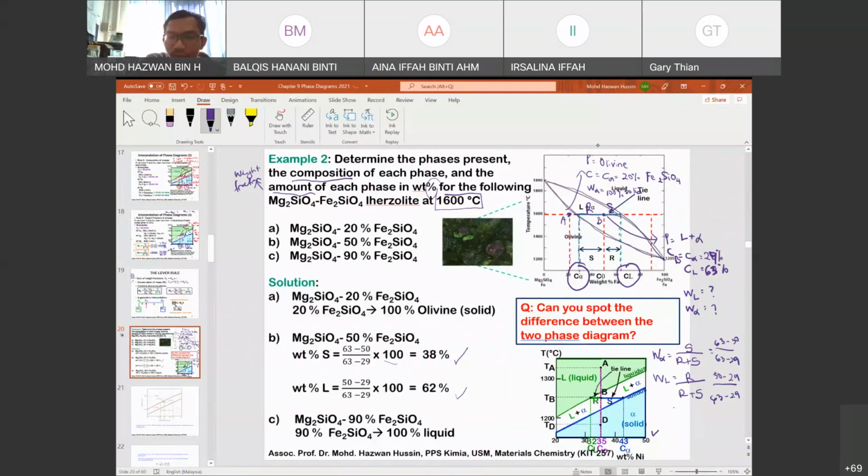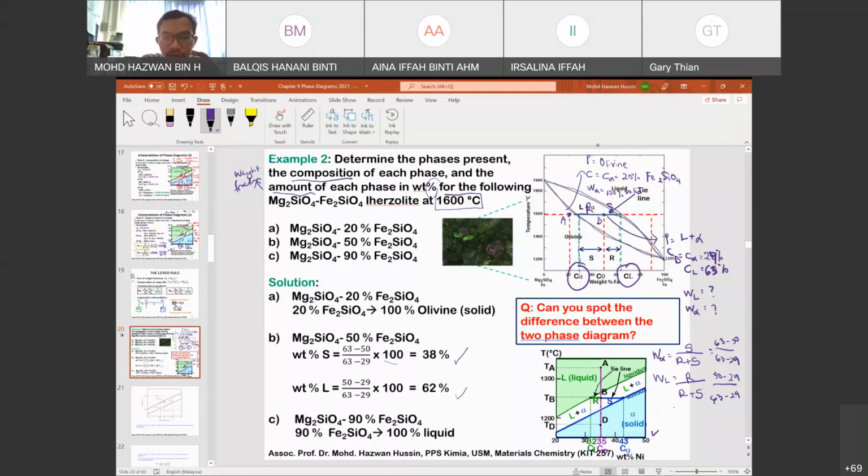Then, if you want to calculate the weight fraction using the lever rules, it will be opposite as well. But the most important thing, to be safe, remember what I've told you. You just name it R plus S, but for example, we know here that solid is located at the bottom left. Then the opposite line will be S over R plus S. Liquid is located at the top right. Then the opposite line is R.